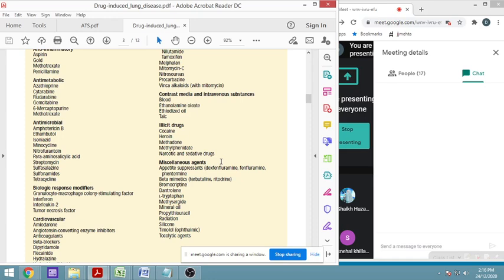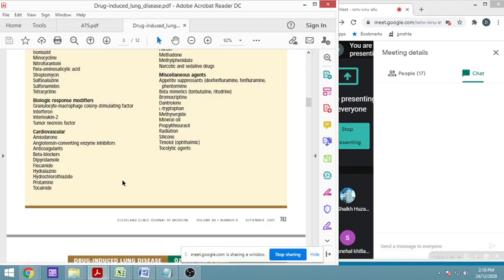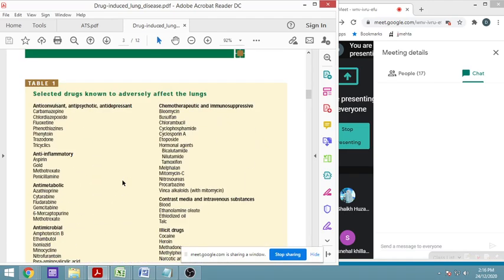The drugs acting on the cardiovascular system, like amiodarone, angiotensin converting enzyme inhibitors. This year we have studied this. Anticoagulants, beta blockers, we have already seen and discussed many times. Dipyridamole, flecainide, hydralazine, then hydrochlorothiazide, protamine, and tocainide. These are various agents which are there.